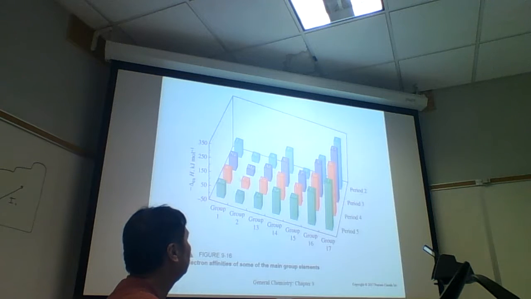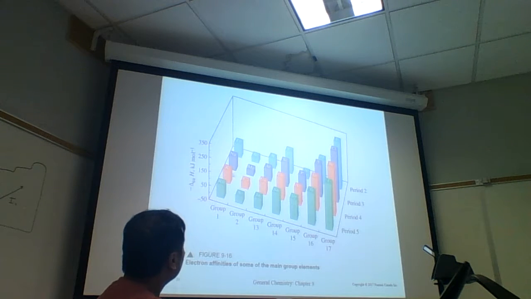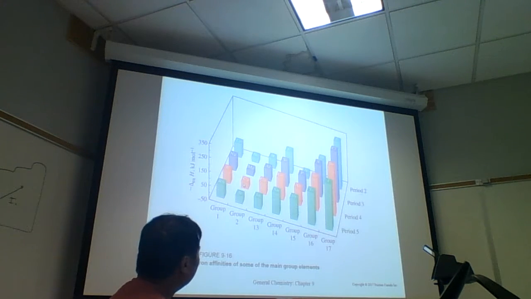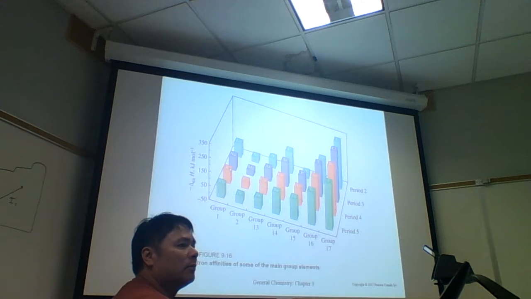But there's this drop here when we go from potassium to calcium. So when we go from group 1 to group 2 here, there's a drop. Why? What do you think causes this drop here?